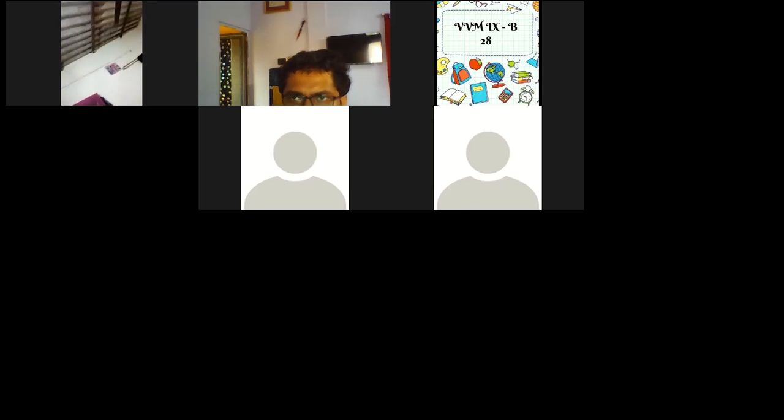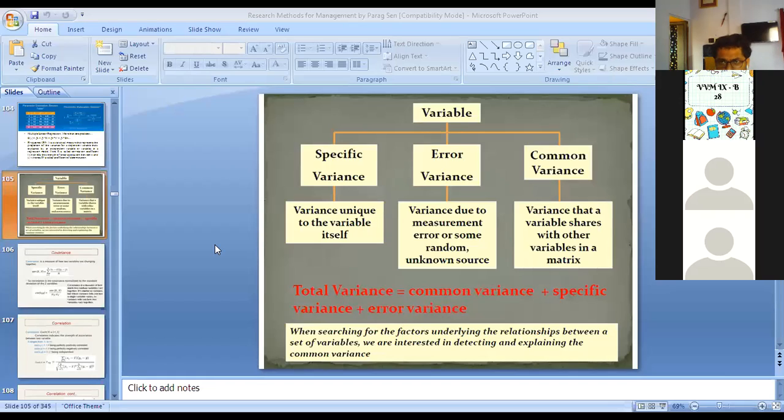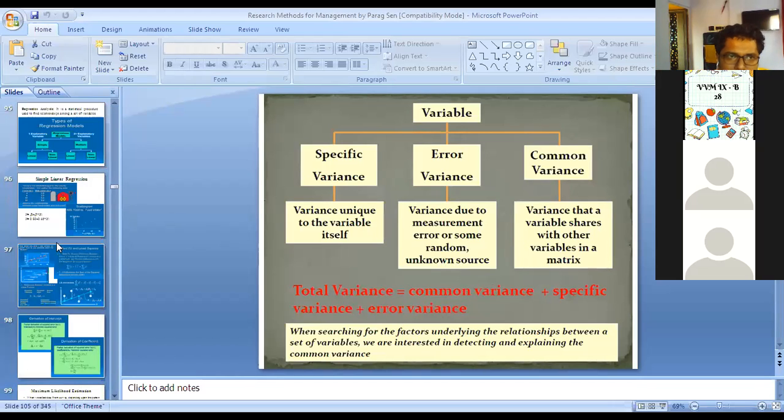Let me share the screen. Yes, so that variance is actually known as the total variance. Okay, the variance in this data that you will see, that is actually the total variance. Inside the total variance, you will have some specific variance.